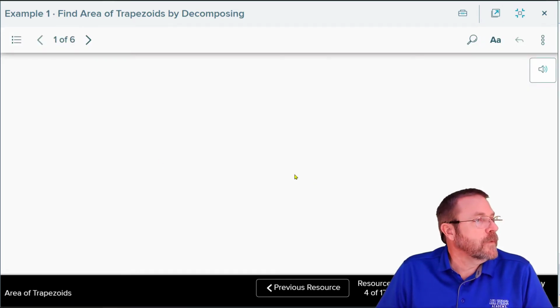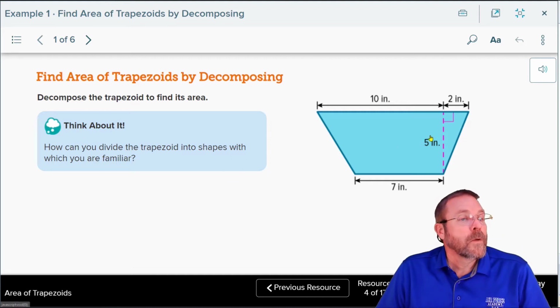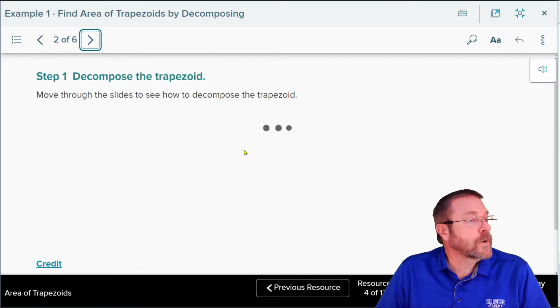Example 1, find the area of the trapezoid by decomposing. And what have they given us here? Well, they've given us a big honking trapezoid here. So, first question, how can you divide the trapezoid into shapes that you're familiar with? Well, I can see a rectangle here, I can see a triangle here, and I can see a triangle here. This triangle, I don't think is going to be the same size as that triangle, though. Let's take a look at what I'm talking about here.